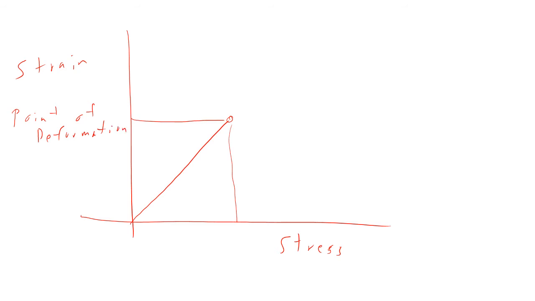You stretch it, and if you go past that point, it does not go back the way it was. Or you bend something, and it does not go back the way it was if you reach that. The maximum stress is called the yield strength.